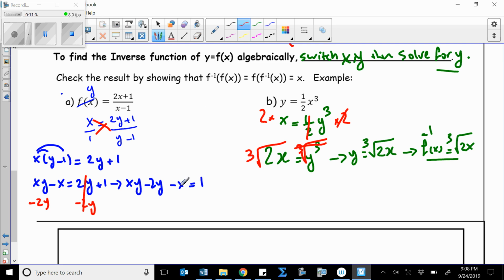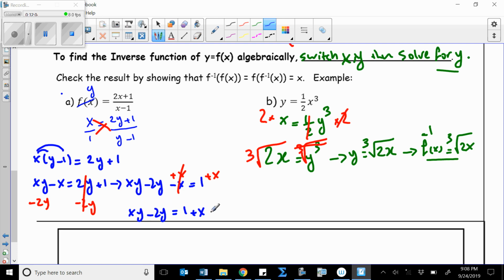Now let's get rid of this negative x. So add x to both sides. This will go away, and we will have xy minus 2y equal to 1 plus x. Okay, what we have right now is 2 y's on the left side. This is better than what we had before. Now we just need to have only one y.